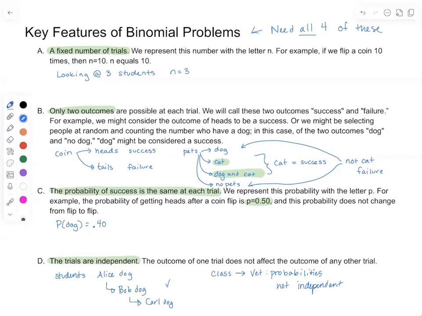And remember, we need all four if we're going to use our calculator to do these problems. So we need a fixed number of trials. We know how many people or how many trials we're looking at the very beginning. We need there to be only two outcomes, and we might have to narrow it down to get to those two outcomes. We need that the probability of success isn't going to change from trial to trial. It's going to be a fixed number that's going to be the same for everybody. And we need that those trials are independent.